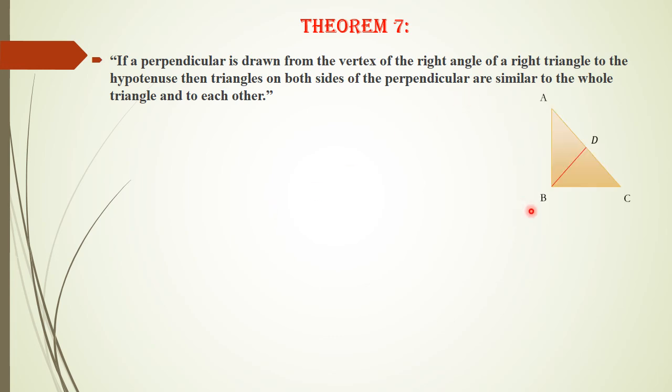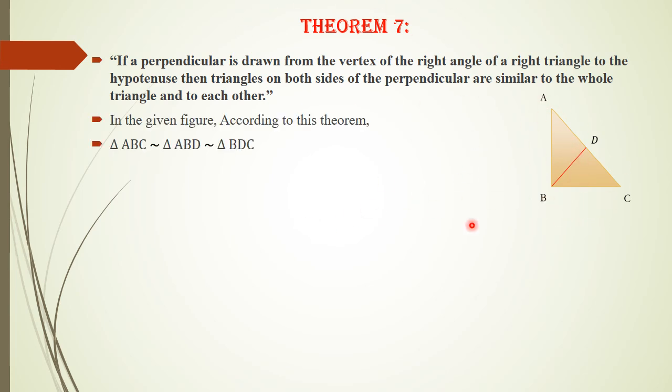Suppose ABC is a given right angled triangle, where angle B is 90 degrees. Suppose we draw an altitude, BD, which is perpendicular to side AC. In that case, BD divides triangle ABC into two parts, triangle ABD and triangle BDC. Then triangle ABD and triangle BDC are similar to each other. Also, ABD is similar to the whole triangle ABC, and BDC is similar to the whole triangle ABC. This means these three triangles are similar to each other. This is what theorem 7 is trying to tell us.